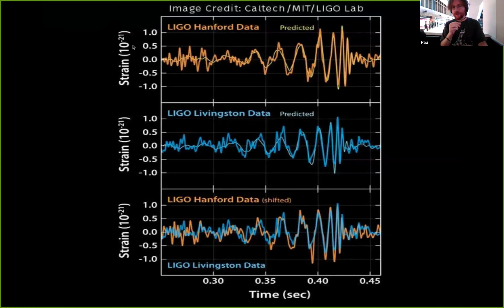Here you have the strain, which is basically how much you can stretch or expand the arm length of your detector, divided by the length of the detector. So you are measuring parts of 10 to the minus 21 in your available length, which in the case of LIGO is about a few kilometers. And over here in the x-axis, you have time in seconds. So this corresponds to the first detection of LIGO.